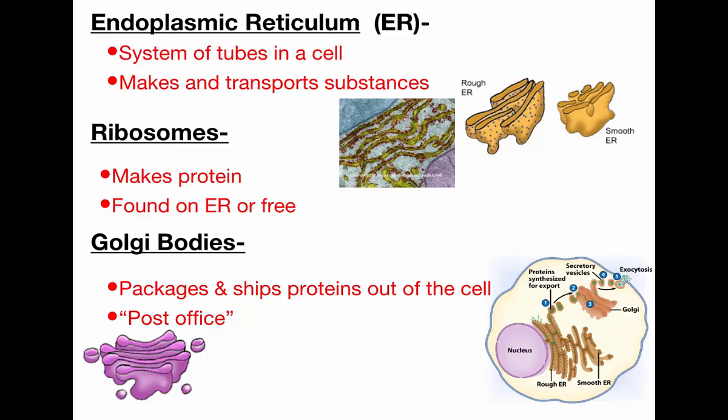Oh wait, let me explain this. The way the Golgi bodies work, the ER makes proteins and sends them off to the Golgi bodies, which package them up into these little bubbles, which then exit the cell.